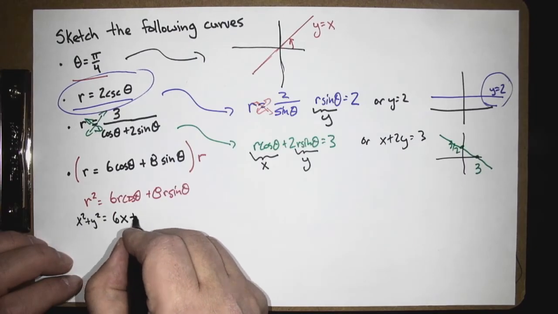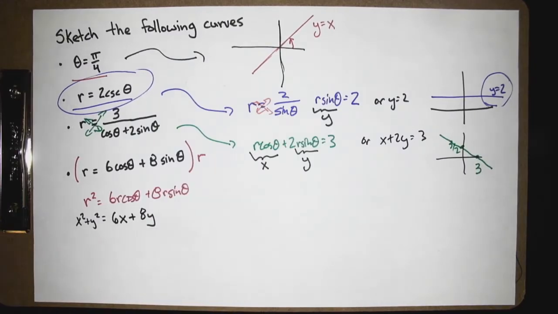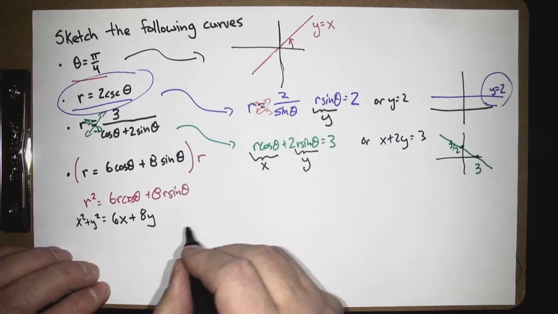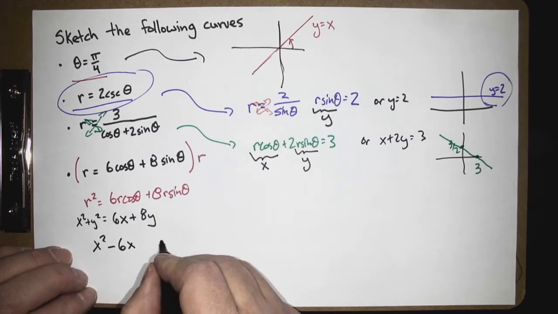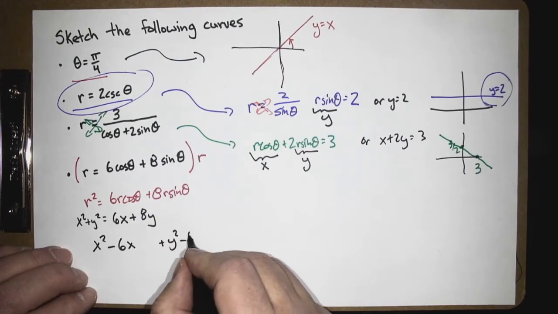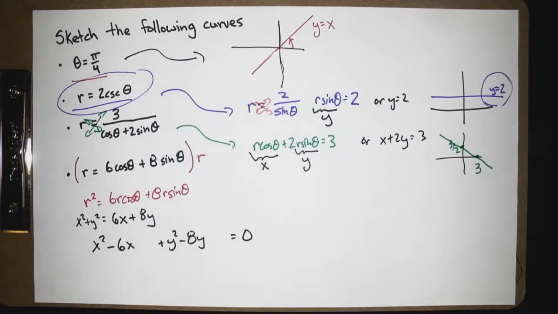6x. r sine theta, 8y. Okay, x squared plus y squared equals 6x plus 8y. Aha! That's something. Well, there's a lot of squares here. Let's put things together. x squared, we'll move the x across, put a suspicious gap, move the 8y across, put a suspicious gap, equals 0.